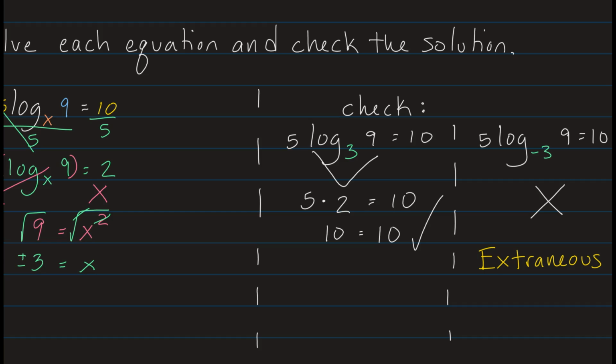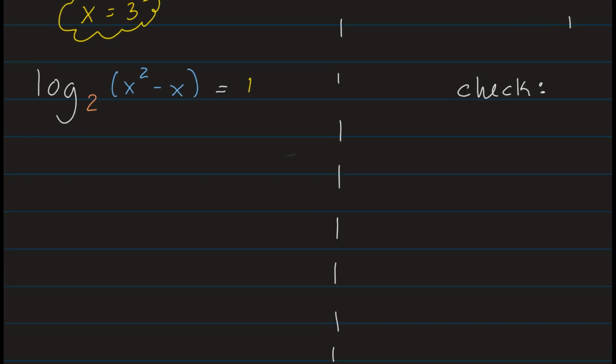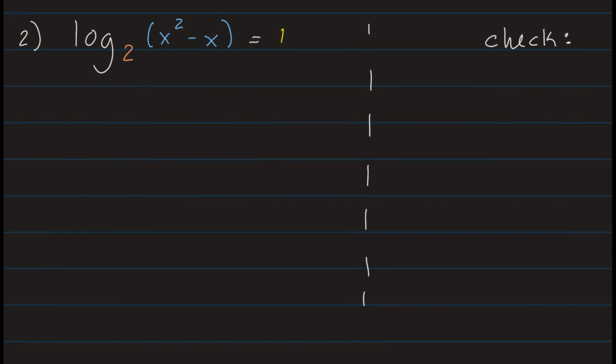It is a solution that you found that is not valid. When you check it, it does not work. So our only solution here is x = 3. This is why you have to check your solutions, because you could end up with extraneous solutions. All right, let's try one more. Number 2.